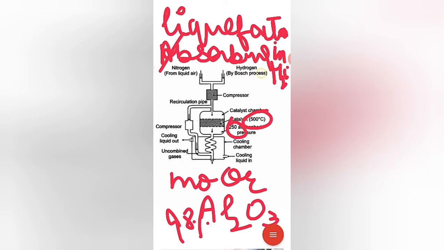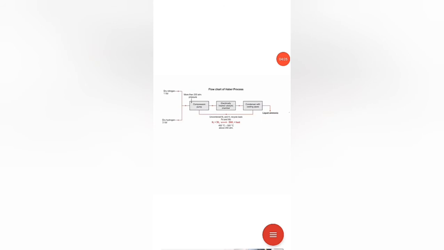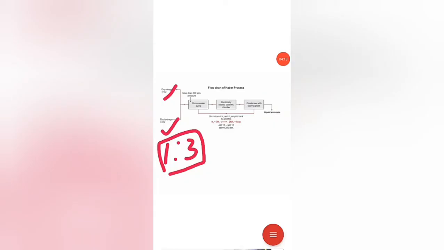Then we have the flow chart for Haber's process. Dry nitrogen is taken in 1 volume and dry hydrogen in 3 volumes, that is 1:3, as I already told you. As we know, we have a pressure of 200 atmospheres, and a compression pump is there. More than 200 atmospheres pressure is there. Then uncombined N2 and H2 are recycled back from the electrically heated catalyst chamber. Then here we have liquid ammonia.